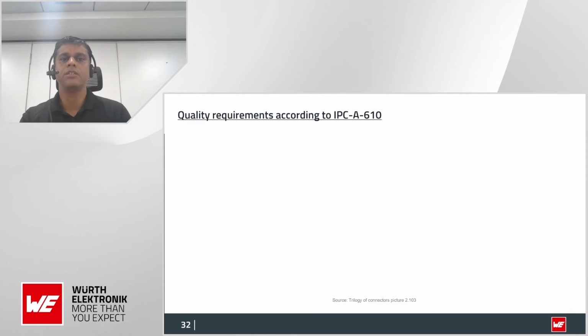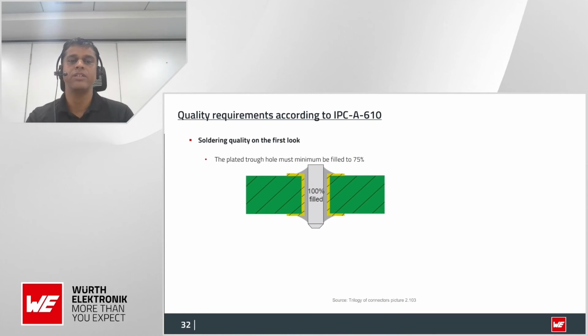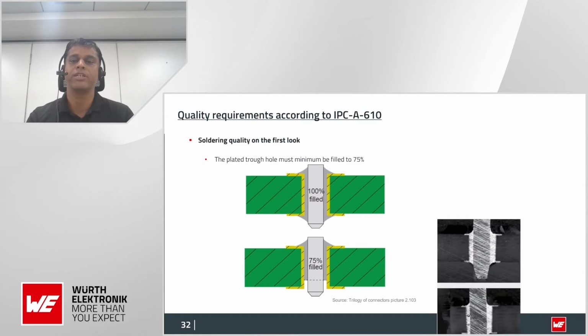The last thing I talked about is quality. How is the quality mentioned? When you talk about quality, we normally go for IPC class 3 and so on. This is what we expect when you do proper soldering on the PCB. 100% of the solder paste gap should be filled, but practically that is not possible. But if you fill 75% of the solder paste gap, then it is sufficient to get proper soldering.